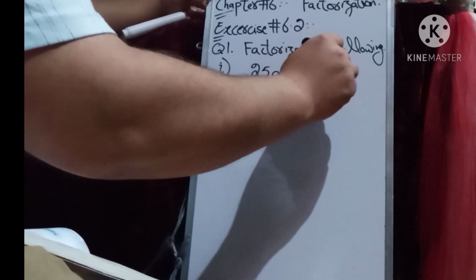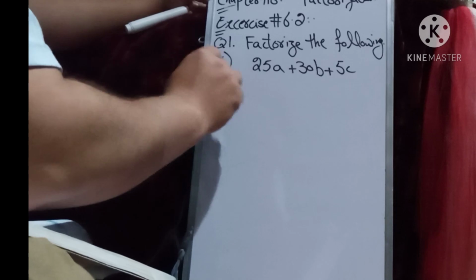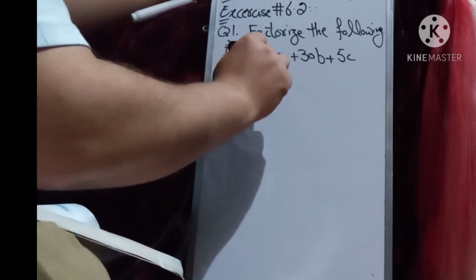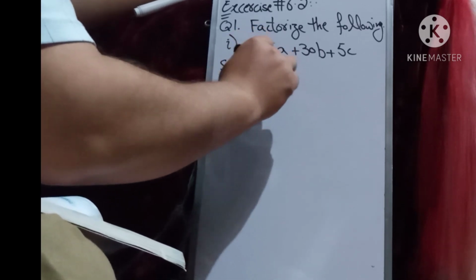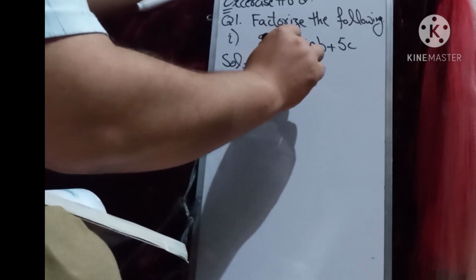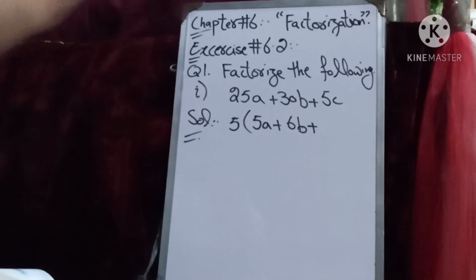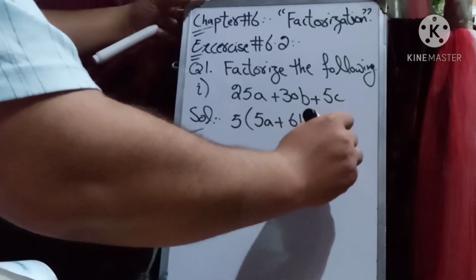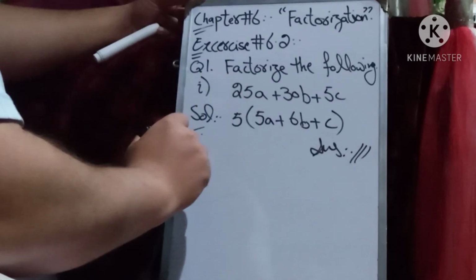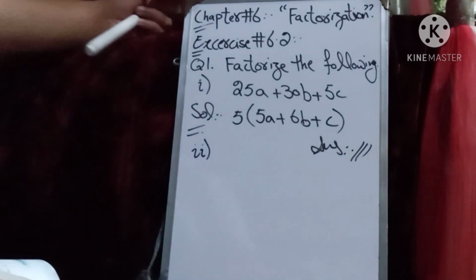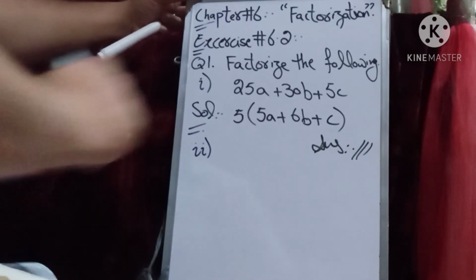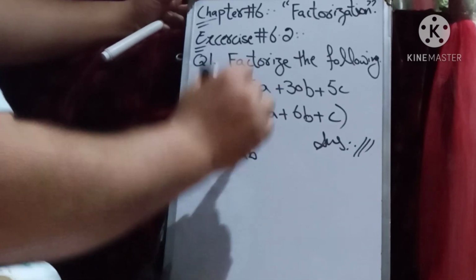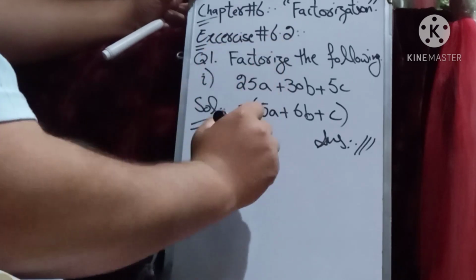Part 1 is 25a plus 30b plus 5c. We should take a common factor, the least common one that comes in all the tables. So 5 is the common factor which also comes in the table of 25 and in the table of 30. We make it common, and the rest is 5a plus 6b plus c. 5 times 5 is 25a, plus 5 times 6 is 30b, plus 5 multiplied by 1 is 5c. So this is our answer.